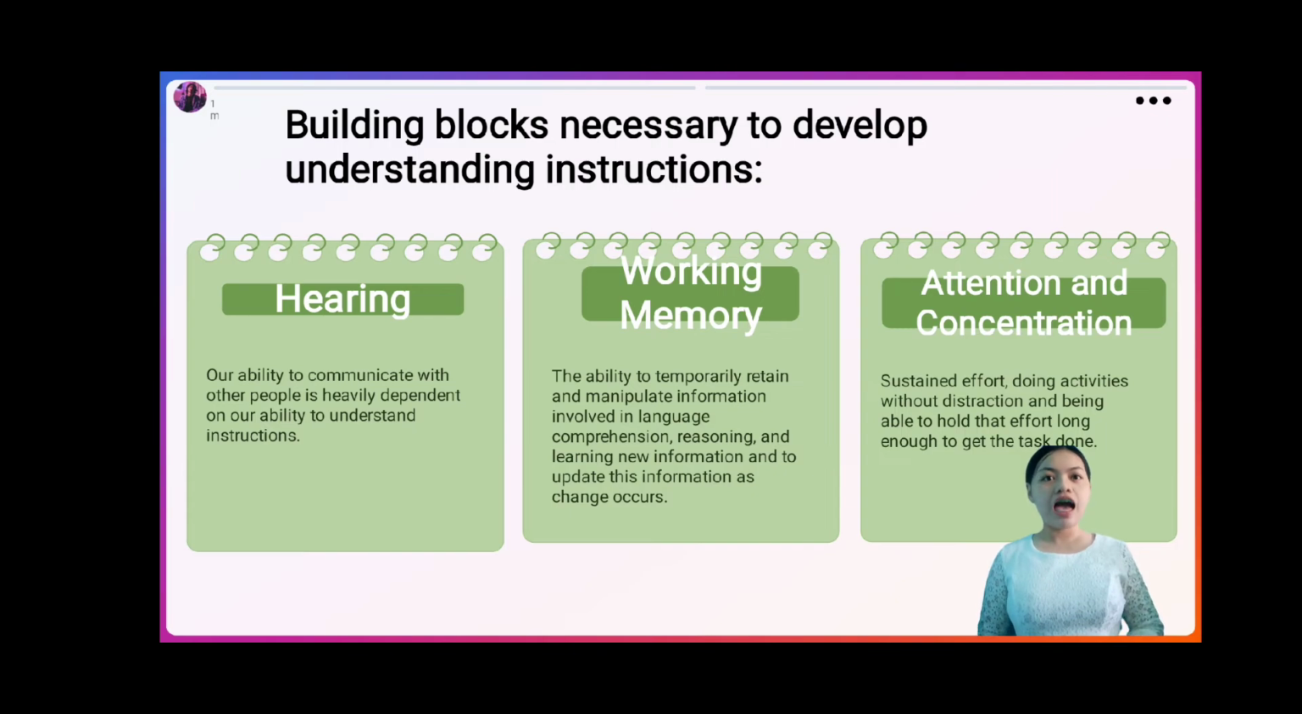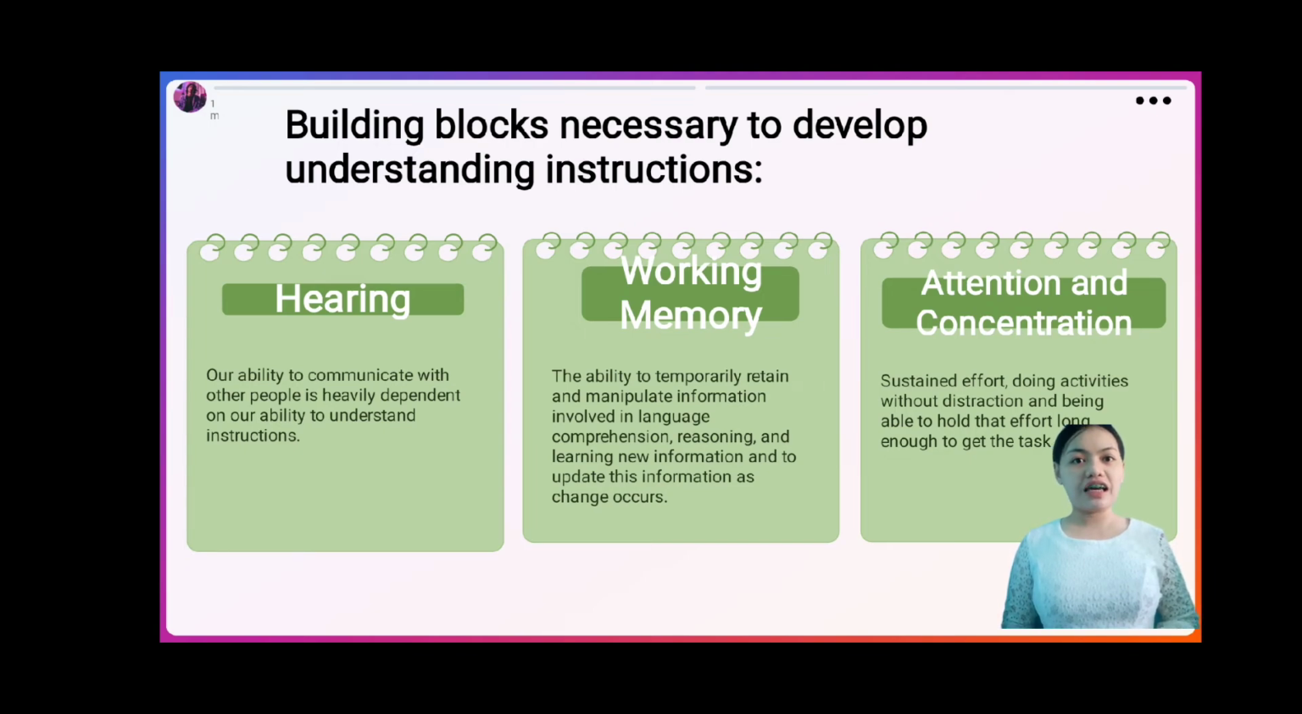First, hearing. Our ability to communicate with other people is heavily dependent on our ability to understand instruction. We usually act based on what we understand from what we heard. Therefore, we tend to talk and respond to a given instruction based on what we understand of the things we heard. Working memory. The ability to temporarily retain and manipulate information involved in language comprehension, reasoning, and learning new information, and to update this information as change occurs.